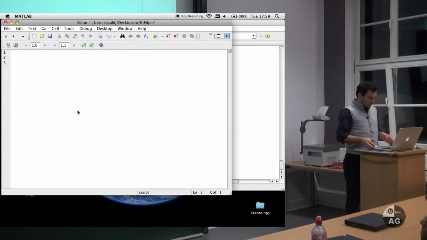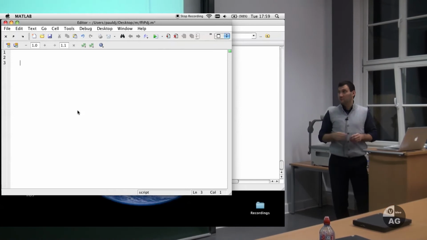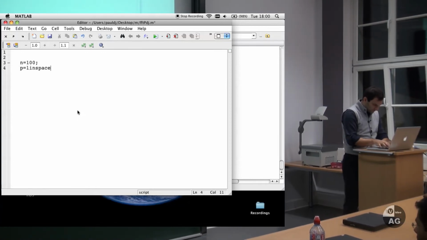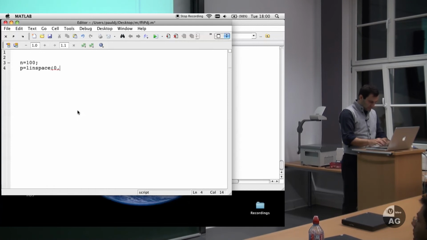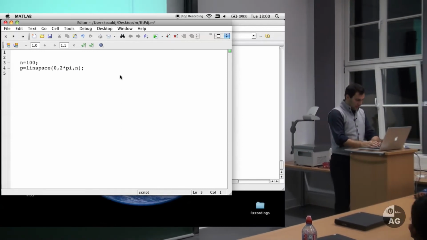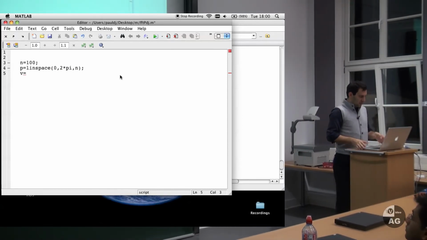Okay, what do I want to do? First of all, I have to create a signal. I have to create a function. I want something periodic, something simple. So let's say we take 100 points and we build linspace between 0 and 2 times pi. Okay, so I am creating 100 points between 0 and 2 pi. And now I create my function, so my vector, sine of p.